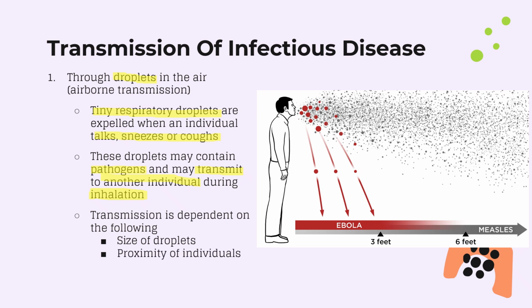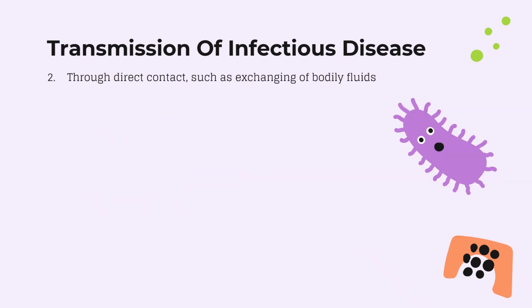All right, so let me give you an example over here. Now the Ebola virus, you can see that they are transmitted through droplets, but the distance is actually lower. On the other hand, measles, which is caused by a virus, you can see that their transmission distance is actually further because the droplets are smaller. All right, so please take note of these two factors.